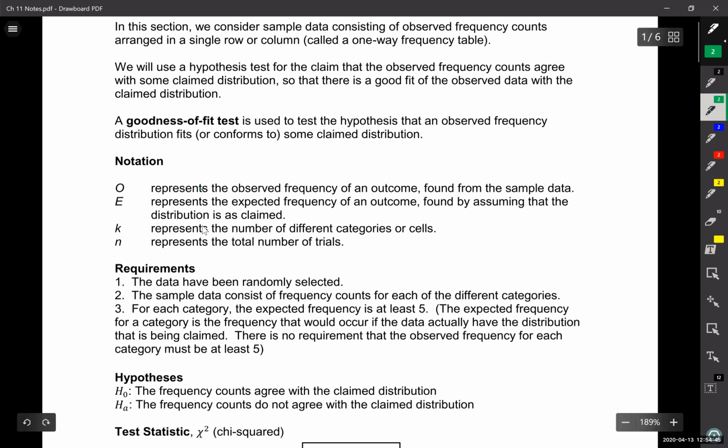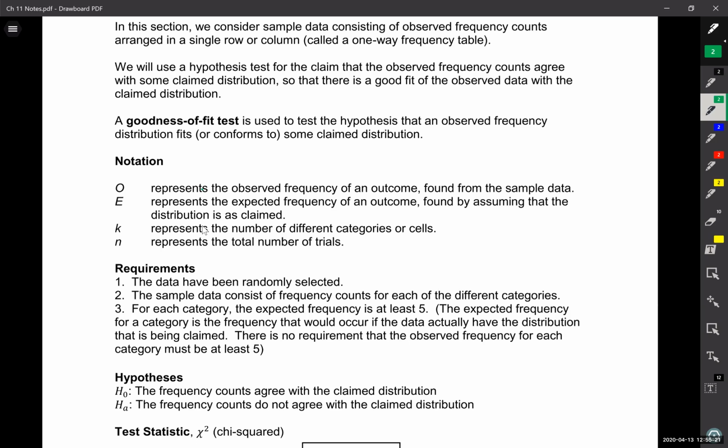And so we have some notation. Capital O represents the observed frequency, observed for O. Capital E represents the expected frequency, so capital E. And then we have K, which is the total number of categories. We haven't used K before. K is very common in math to represent the number of categories. We're going to see this again in chapter 13. And then, of course, N, the total number of things we're talking about, in this case, the number of trials.